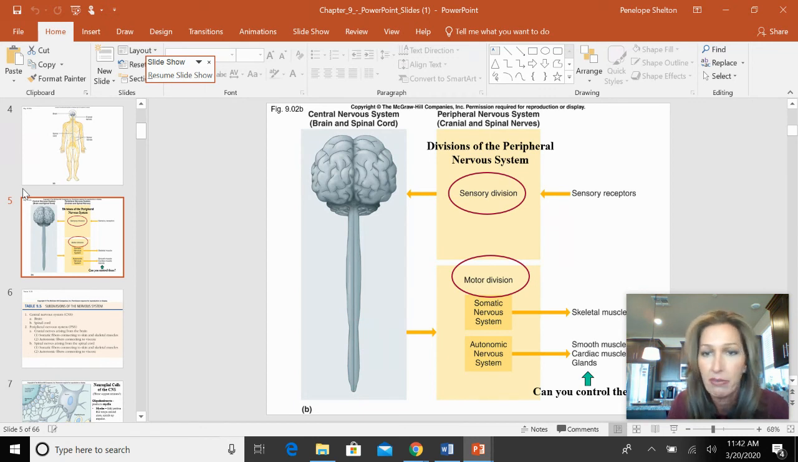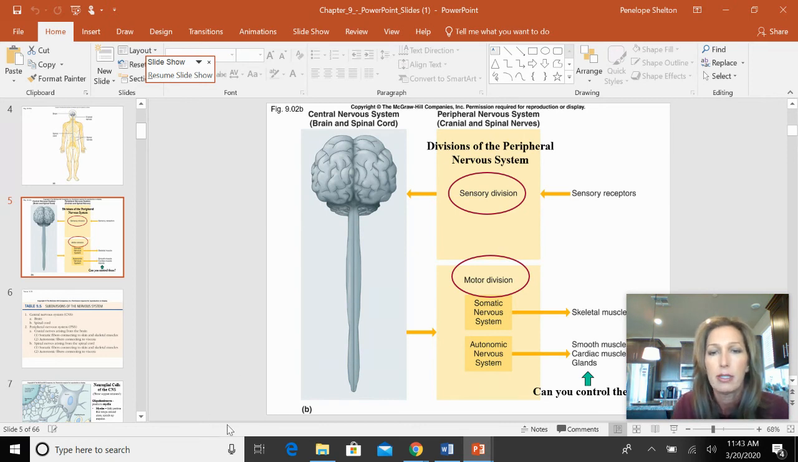Your sensory division, we don't break down any further. Your sensory division would include, more specifically, when we go to chapter 10, your sense of smell, your sense of sight, your sense of hearing. We'll talk about that sensory division, but it's really your motor division that has lots and lots of different smaller divisions that we need to be aware of.